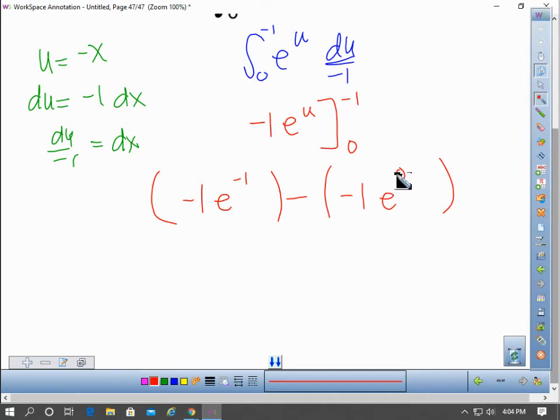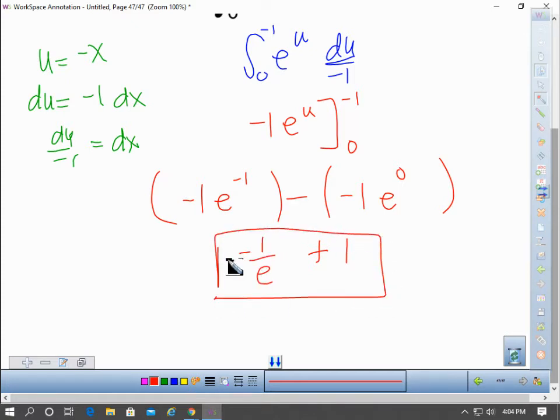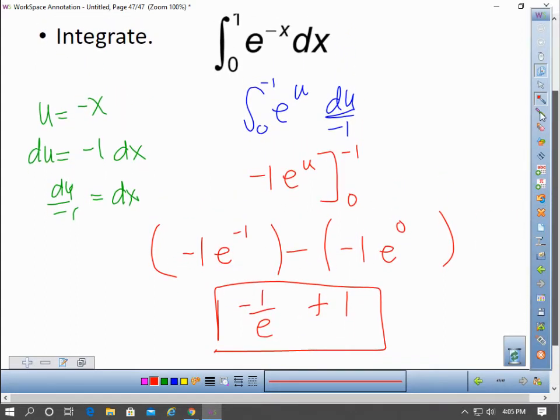Now we know e to the 0, anything raised to the 0 power, is 1. So this is just 1. So that's going to make this -1. And we're subtracting -1. So that's going to make that a +1. And then over here, e to the -1 means move it to the denominator. So that's going to be -1 over e. So this is my answer. So -1 over e and then +1. That's my answer.